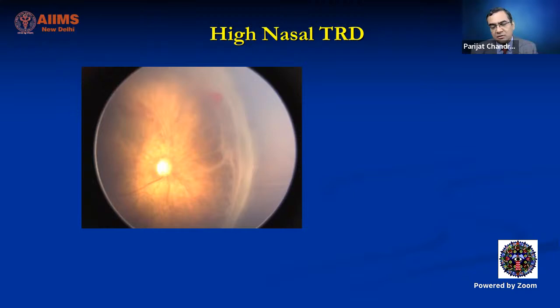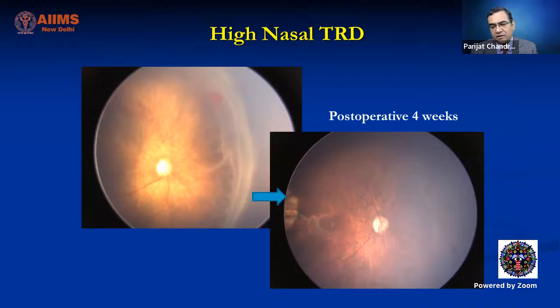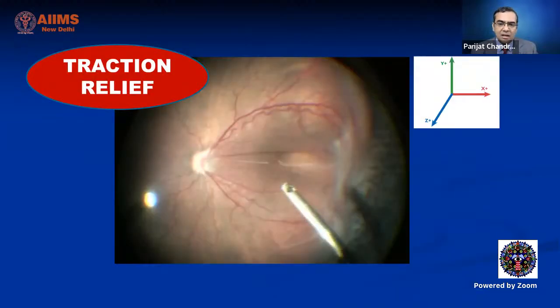So how are the results of stage 4 ROP? You see a high nasal TRD in this case, and this is how it looks after being operated at 4 weeks. So you see the outcomes are very good if you operate in time, and it's almost as good as new if you operate and the disease tends to go away. Just to show you the basic principle: the basic principle obviously is vitreous debulking, to remove all that VEGF load.